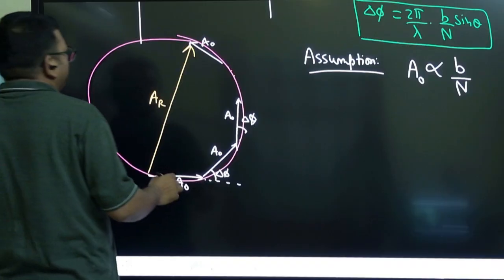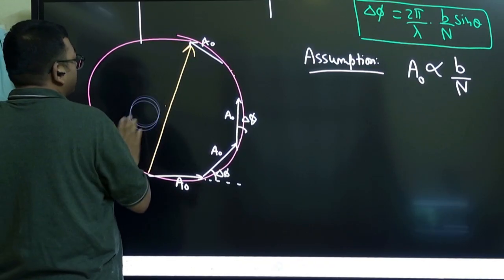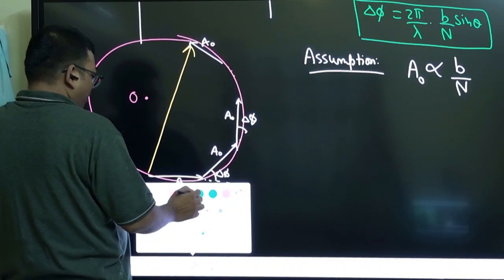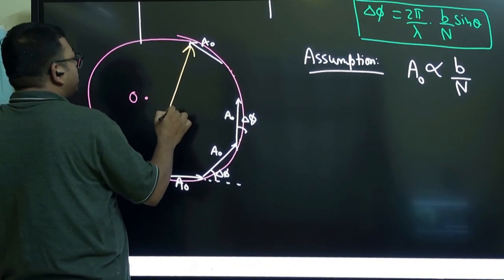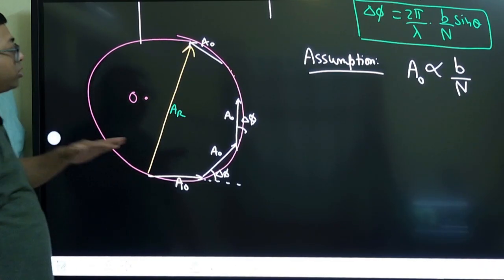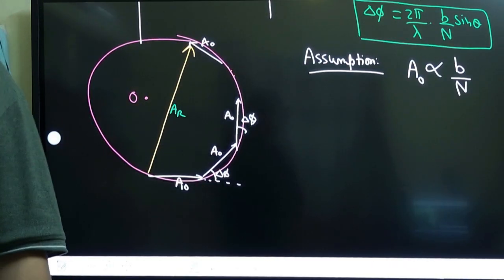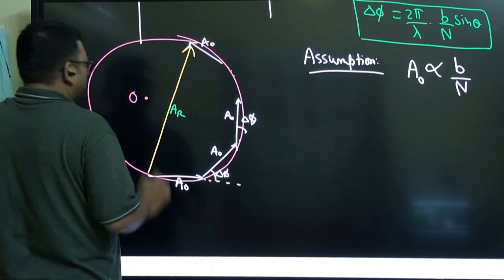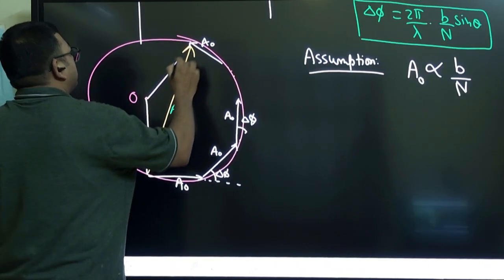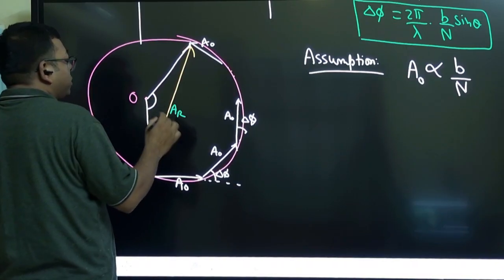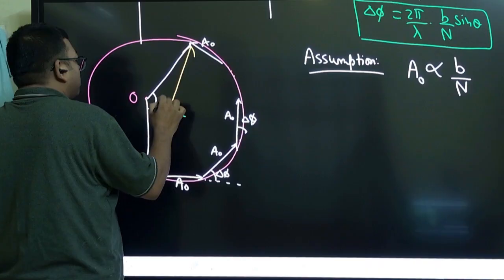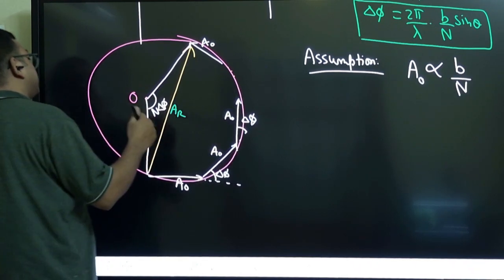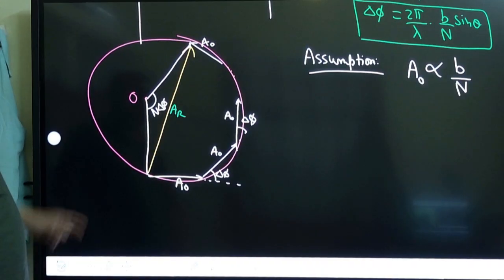They will be lying on a circle, and the center of the circle may be somewhere else. We do not know. So this is the resultant. The resultant is like a chord of this circle. But one thing we have to note is that when you join this, the total angle at the center is going to become n delta phi, because the angles are delta phi, delta phi, delta phi, and the total deviation is n delta phi.